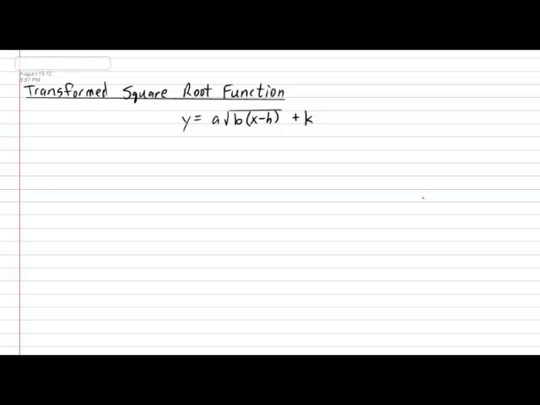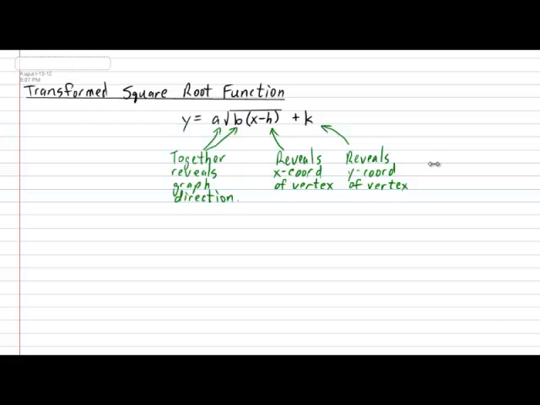y equals a multiplied by the square root of b times x minus h, and then plus k is outside the square root symbol. And every variable involved has some impact on the shape of the graph. As with many functions, predictably, the h and k reveal the x and y coordinates of the vertex. And, perhaps most interestingly, the values of a and b interact together to impact the direction of the graph.